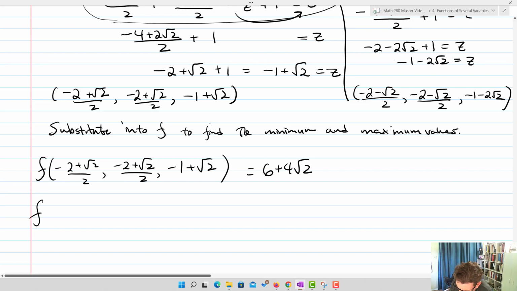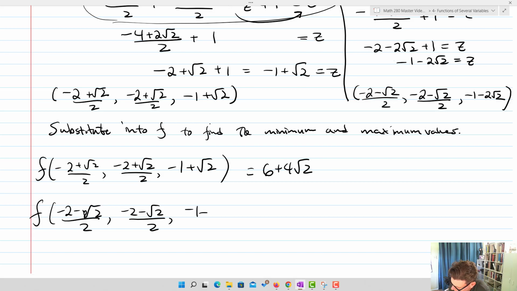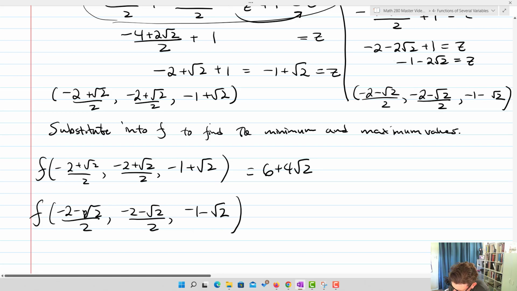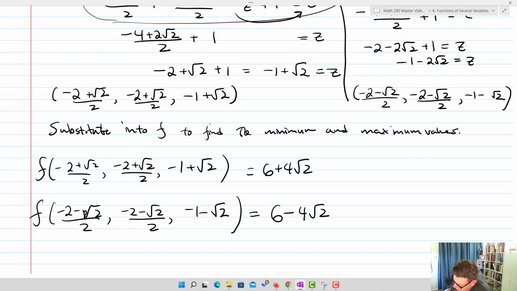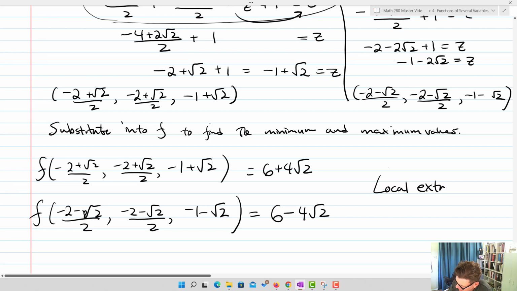If I take now f of negative 2 minus root 2 over 2, negative 2 minus root 2 over 2, and negative 1 minus, and it should be minus root 2, not 2 root 2, minus root 2, what we end up with is 6 minus 4 root 2. Okay? These are our local extrema, subject to the constraints.